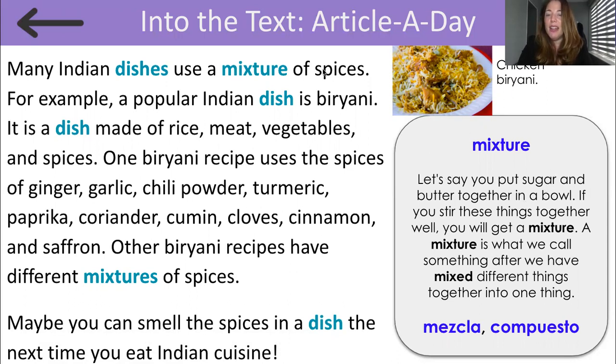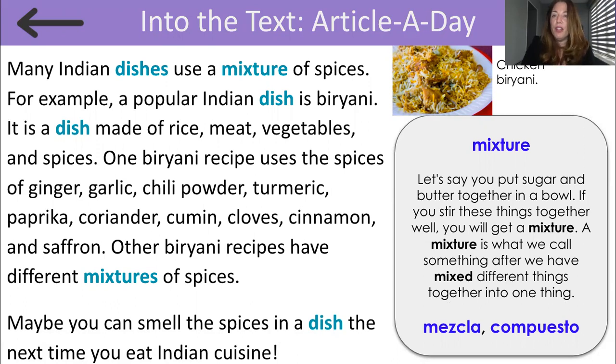And the word mixture, let's see what they tell us about it here. It says, let's say you put sugar and butter together in a bowl. If you stir these things together well, you will get a mixture. A mixture is what we call something after we have mixed different things together into one thing.